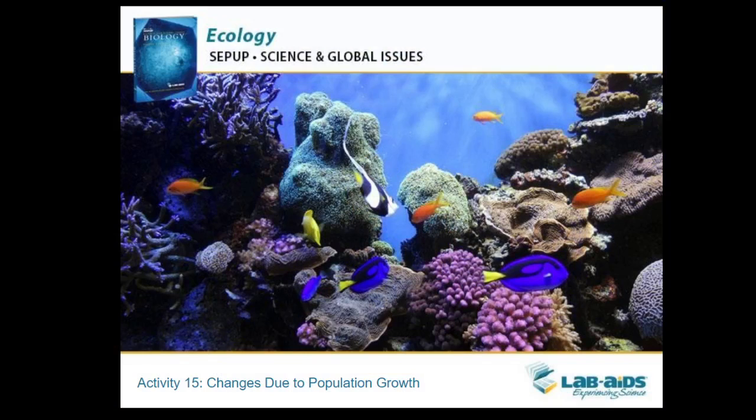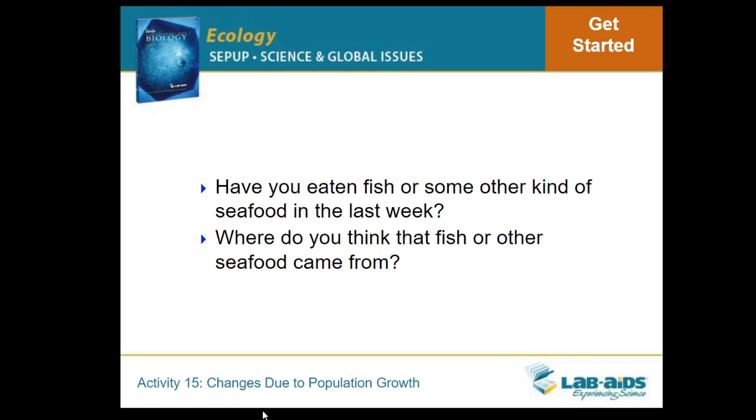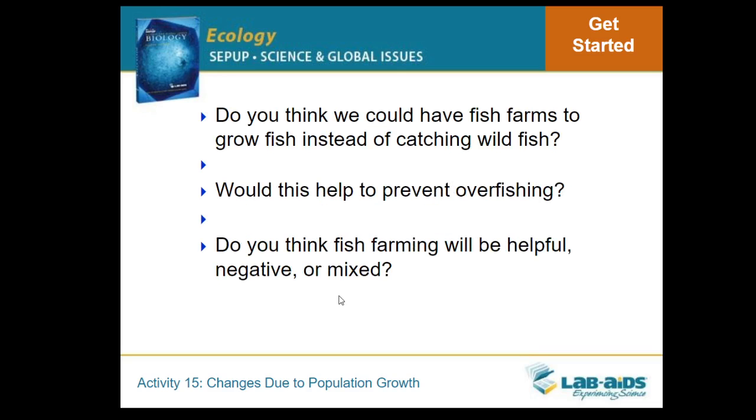So we're looking at activity 5, changes due to population growth. And we started out by thinking about just, have you had any seafood in the last week? And if you have, where'd that come from? Something that you or someone you know caught locally? Is it something you bought at the store? Something someone gave you? Where was the original source of that food?